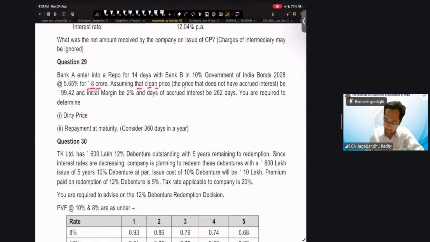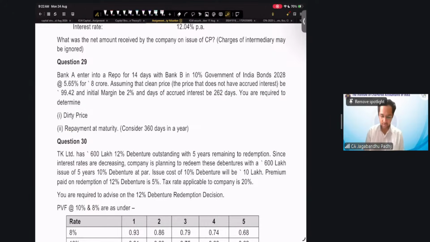Assuming that the clean price, the price that does not have accrued interest, is 99.42. So 99.42 is essentially your ex-interest price. It does not have any accrued interest. Initial margin is 2%, so the margin amount is 2%, and the days of accrued interest is 262. You are required to determine the dirty price and repayment at the maturity.